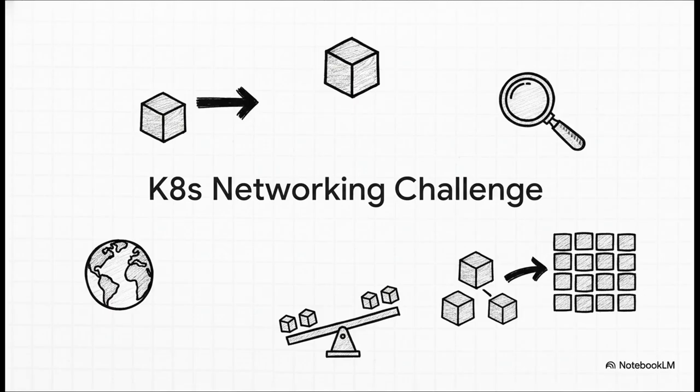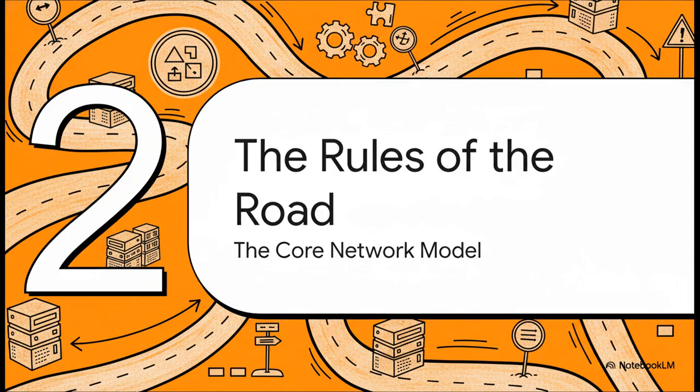First, we need our pods to be able to talk to each other. Then, they need a way to find each other. We also need to balance the workload between them. And of course, the big one, we need to let users from the internet in. But here's the kicker. All of this has to work dynamically, on its own, at a massive scale, across a whole bunch of machines.